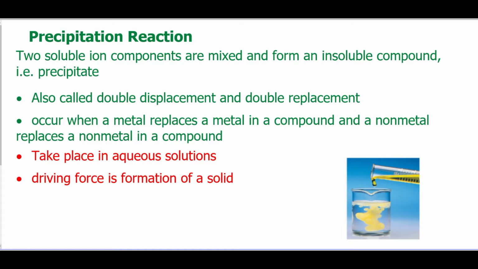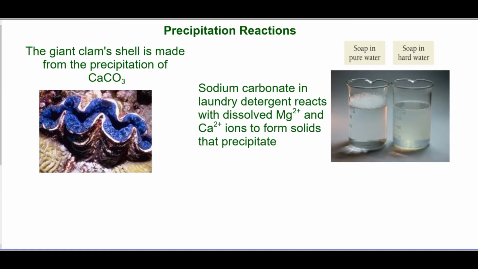Precipitation is forming a precipitate, taking two aqueous or soluble ion components, mixing them and forming some sort of a solid, a precipitate. What happens is the metals replace a metal and the nonmetal can replace the nonmetal. We're in aqueous solutions, which means the reactants are always aqueous and the driving force is the formation of a solid.